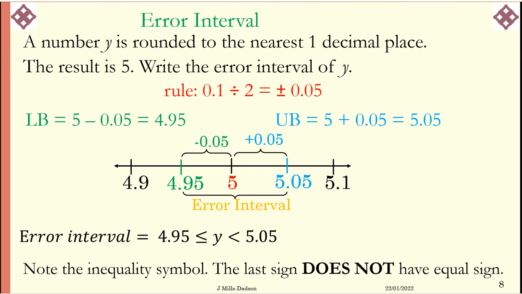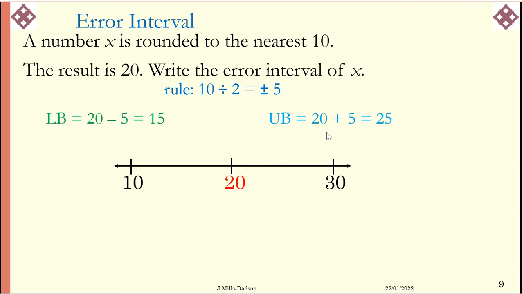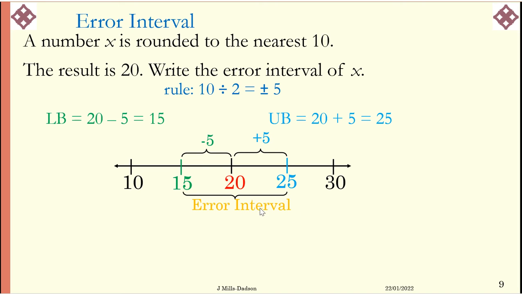Let's look at another example. A number x is rounded to the nearest 10, and the result is 20. Write the error interval of x. Okay, so the clue is nearest 10. So nearest 10, we take nearest 10 and divide by 2. So lower bound will be 15 and upper bound will be 25. So we create our rule. So that's the error interval.